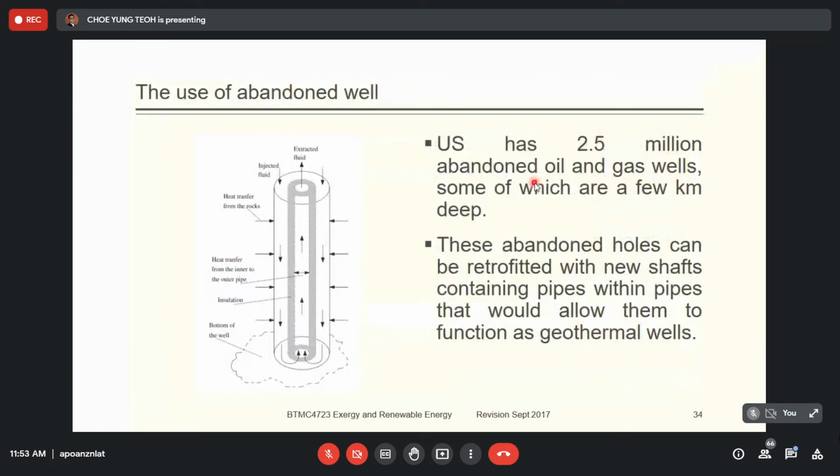Okay, this is another option: to use the abandoned wells from the oil and gas field. According to the research, the United States has 2.5 million abandoned oil and gas wells, and some of them are a few kilometers deep. So if these wells can be retrofitted with a new self-contained pipe that allows them to function as geothermal wells, the geothermal well function is that I pump in the cold fluid, and then it pumps out the hot fluid for me. Okay, so this is the idea here.